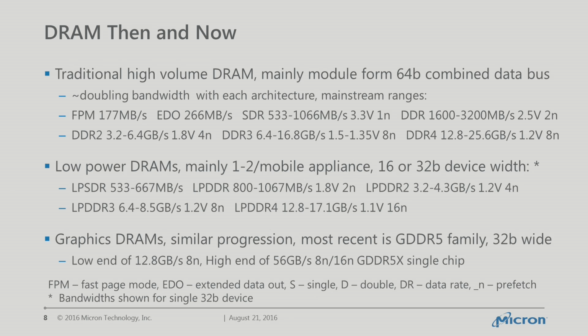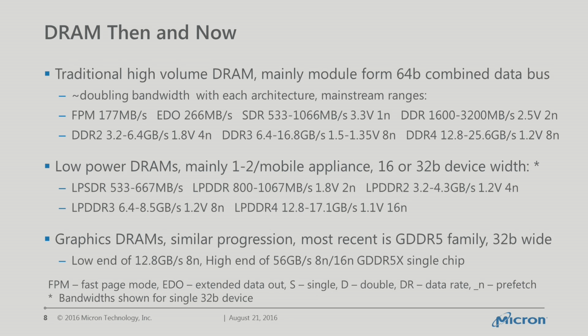The n's in there refer to how wide the prefetch is. In other words, when you do a request, internally we get that much data, but then we funnel it into the external bits for data delivery.